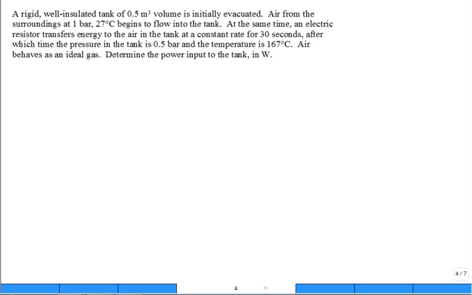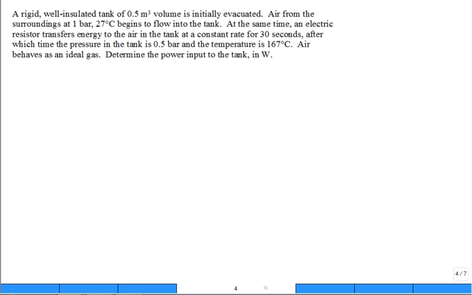A rigid, well-insulated tank, 0.5 meter cube volume, is initially evacuated. How much mass is in an initially evacuated tank? Zero. What's the pressure in an initially evacuated tank? 0. The temperature is not 0, it's just not defined. I mean, it's like, what's the temperature where there's nothing in mass? Well, let's not talk about it. To me, it's not definable. You have to have something that has some molecular kinetic energy or molecular vibrational energies to detect its temperature.